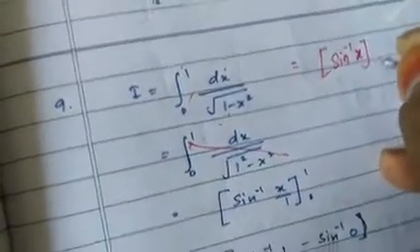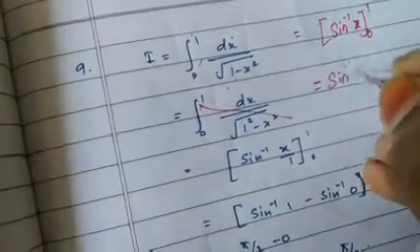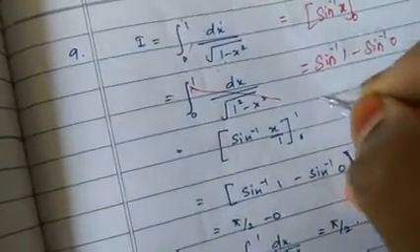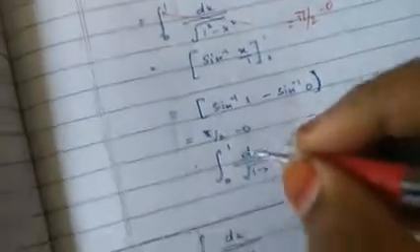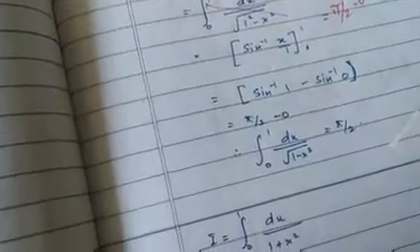This is the formula, 0 to 1. What is the upper limit? Upper limit is 1. Therefore, sine inverse of 1 minus sine inverse of 0. What is sine inverse of 1? Pi by 2. Sine inverse of 0 is 0. Therefore, integral over 0 to 1 dx divided by root of 1 minus x squared is nothing but pi by 2.